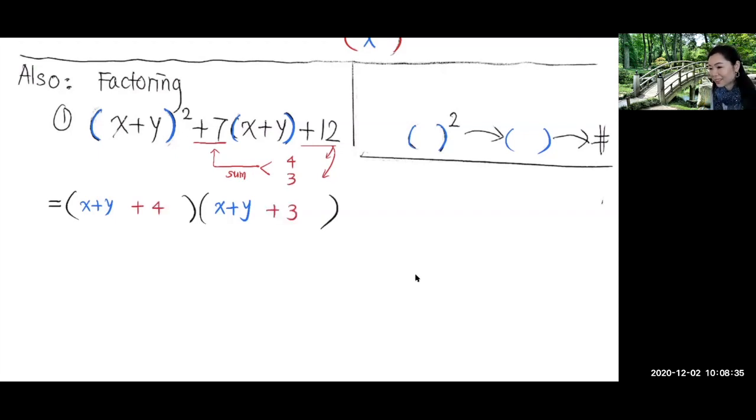Now you're done. It looks very complicated, but now you learn this try and error method. It's actually very easy, right? Practice makes perfect. The more you practice, the better.